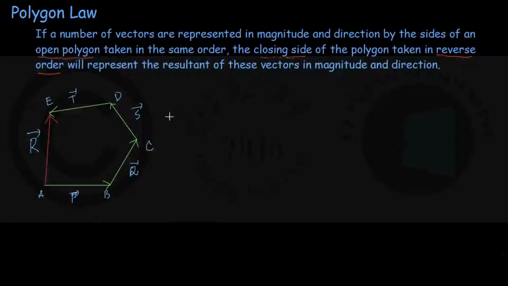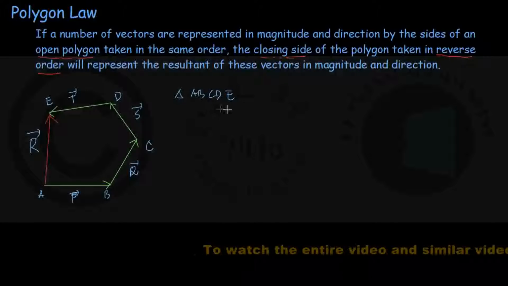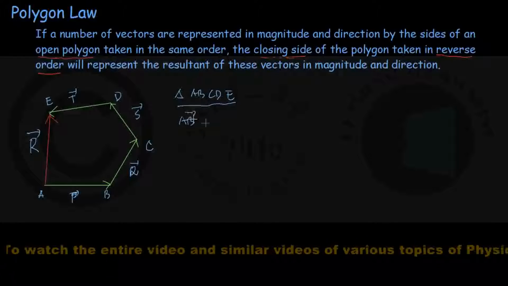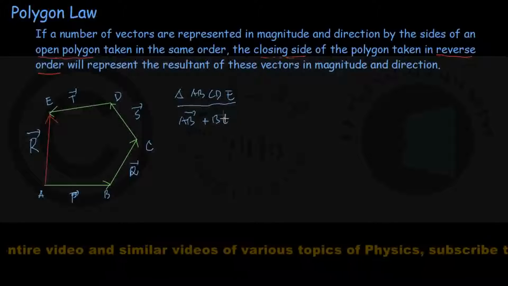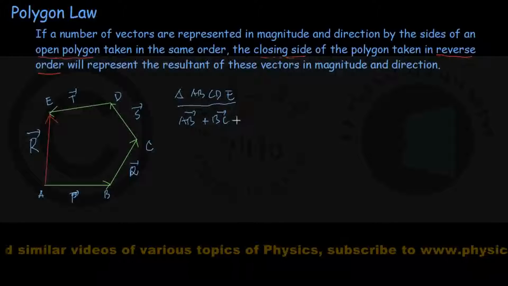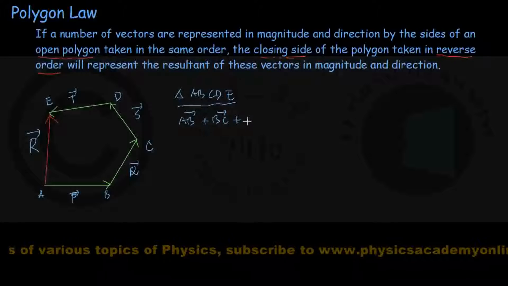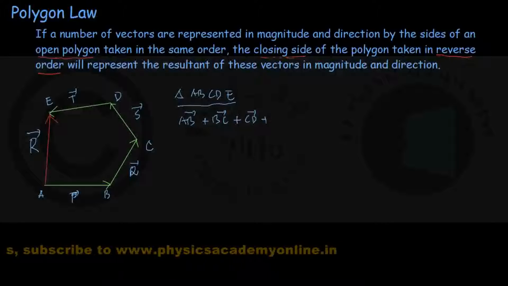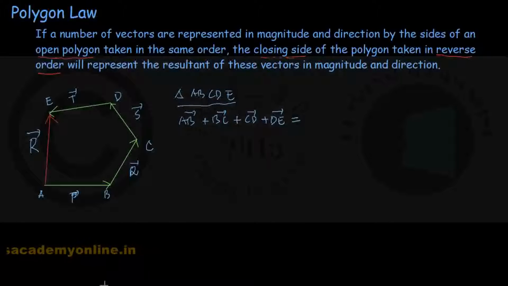And we could write down that in the polygon A, B, C, D, E, what the law says is this, that AB plus BC, these are the sides with the arrow caps, which mean they are representing vectors actually in magnitude and direction, plus CD plus DE. These four sides taken in the same order must be equal to the fifth closing side in reverse order. So it's AE.